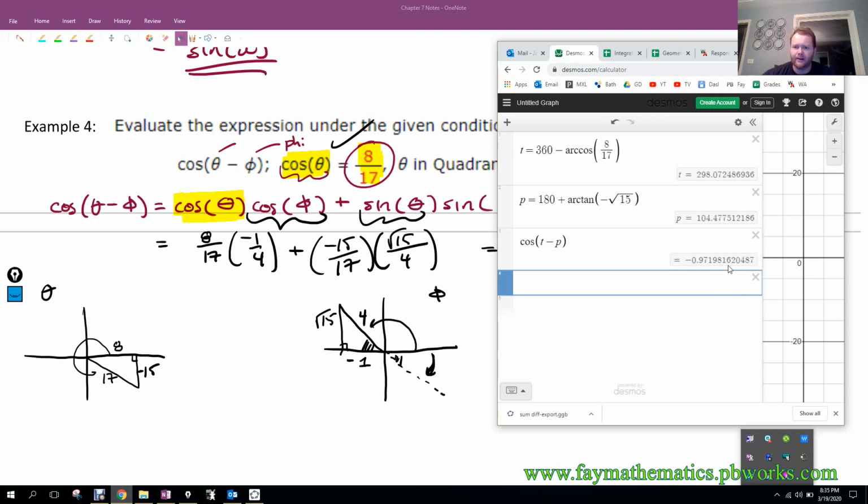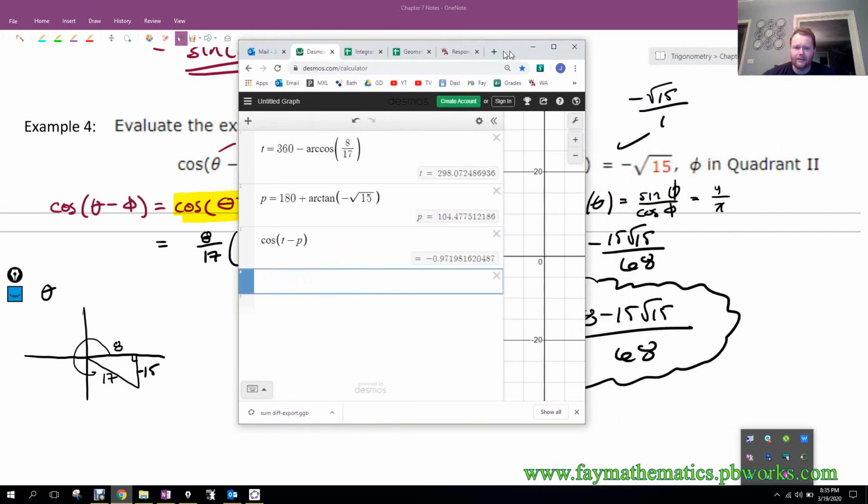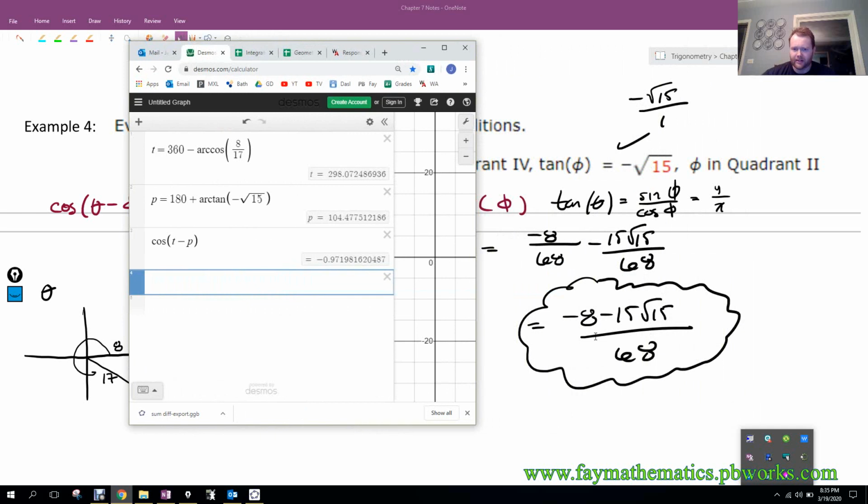It gives me that number right there. Well, that should be this number here. So let's take that number: negative 8 minus 15 square root of 15 all over 68. And you see that those two numbers do indeed pan out.